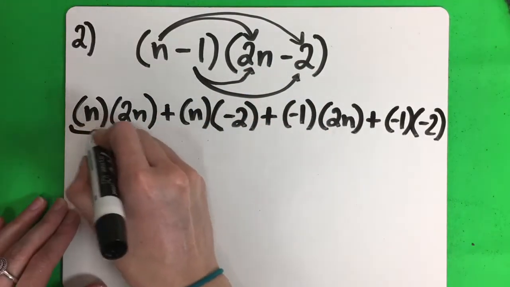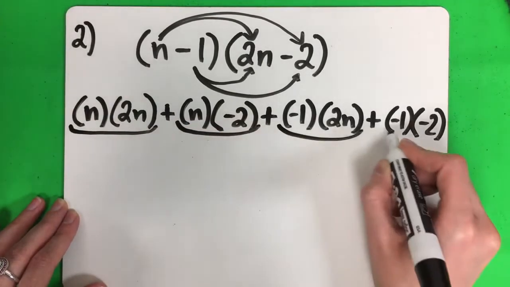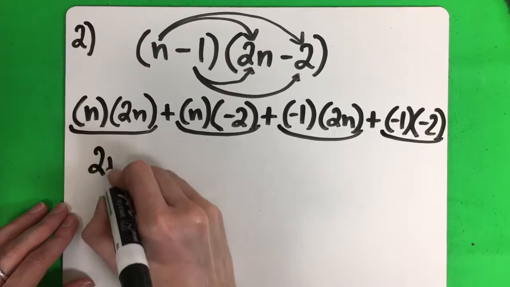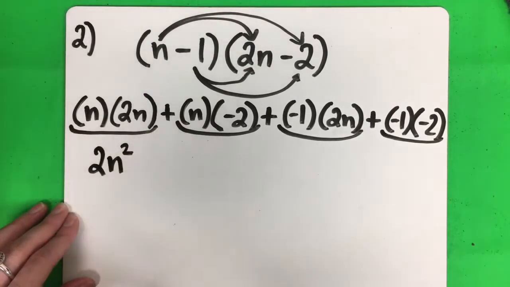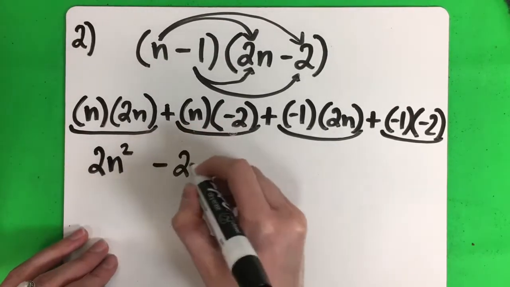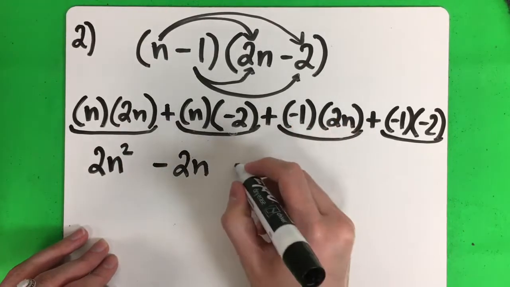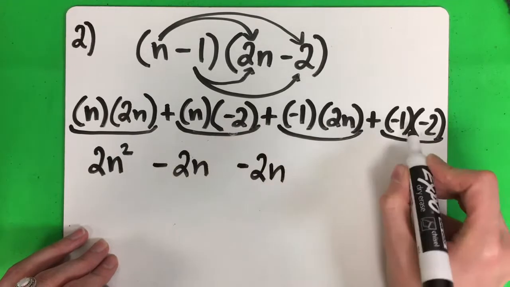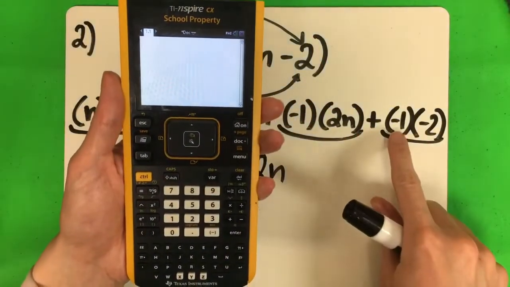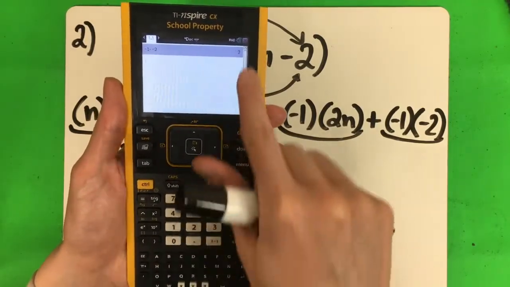Okay, let's start with our parentheses. Here I have a group of parentheses, here is another group and another group. n times 2n, that is 2 n's, so squared. Now, n times negative 2, that's negative 2n. Negative 1 times 2 is negative 2n. Negative 1 times negative 2, make sure you're checking these in the calculator. I don't know if you guys are checking them. So negative 1, negative 2, positive 2.